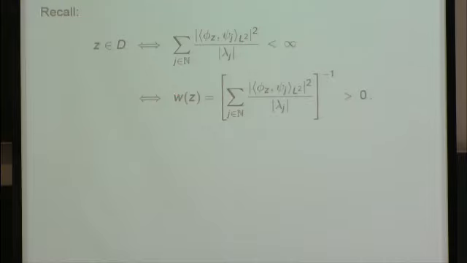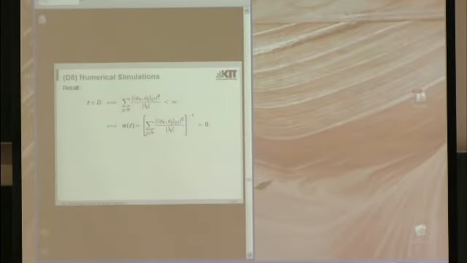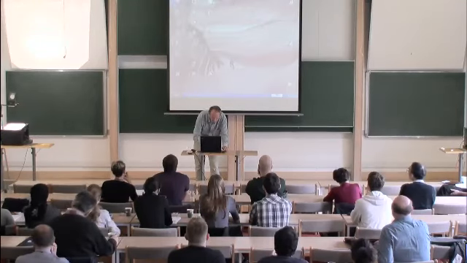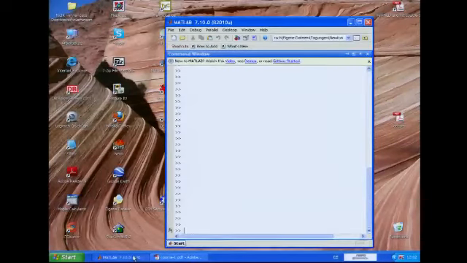And if we write it in this way, then you see that the sign of W is just the characteristic function of D. So you have an explicit formula for the characteristic function of the domain D. And I have prepared now a MATLAB program. I hope that it works.